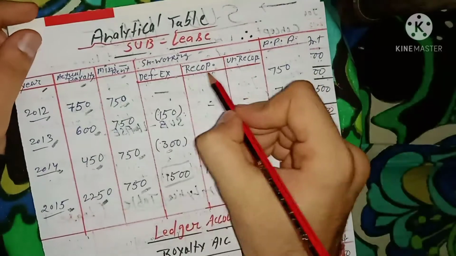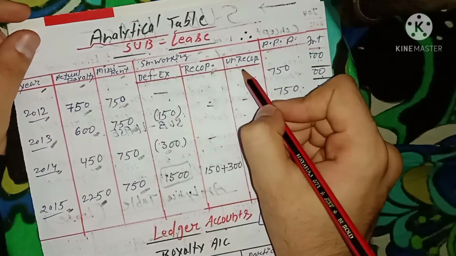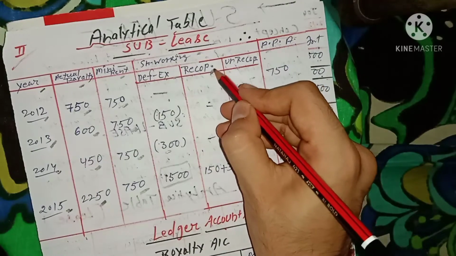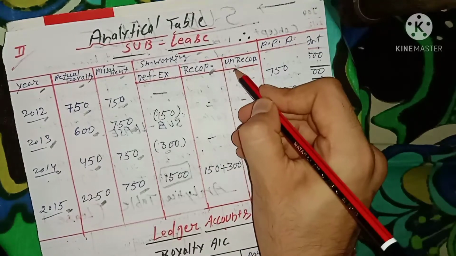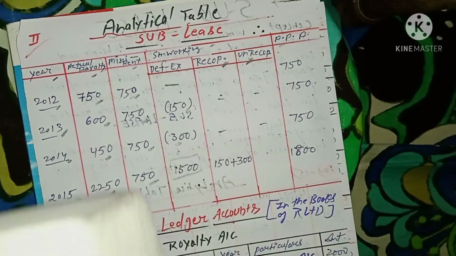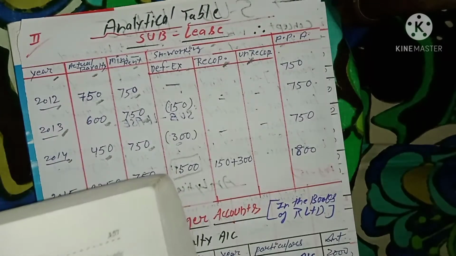Now moving on to the next column, which is about the recoupment, in which there are two things: what amount is recouped and what amount is still unrecouped. Let's figure that out. In order to figure out the recoupment amount, there are some terms and conditions provided by the lessor.